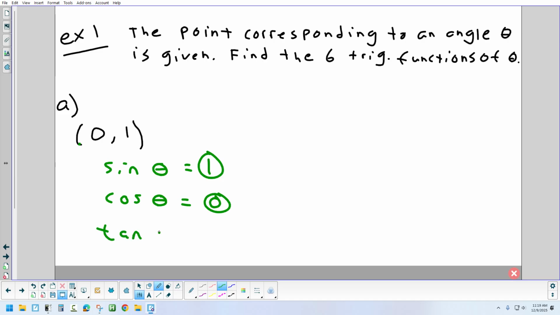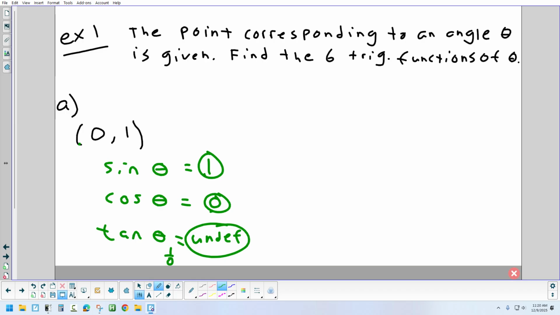And let's finish up the 3 that are on the left. Tangent. What's the formula for tangent? Yeah, y over x. What do you get if you divide y by x here? Yeah, we say undefined. You can't divide by 0, because this would be 1 divided by 0. All right. We've got the first 3.